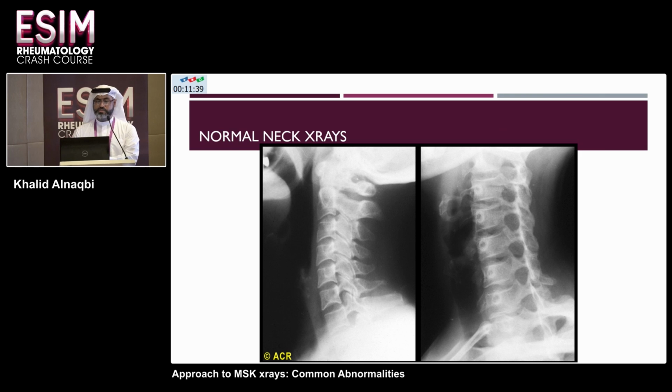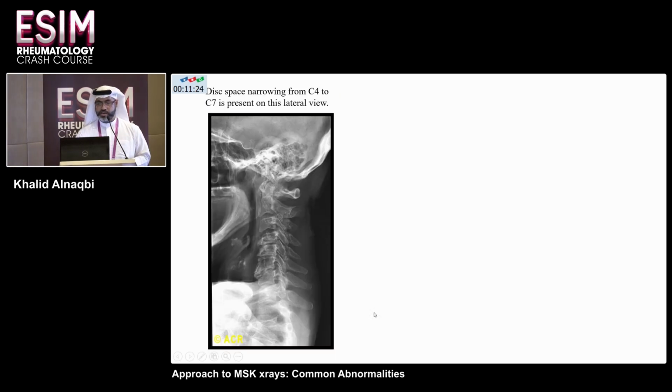Next, neck. This is normal neck X-ray. Look at the beautiful normal X-ray. You can see here a black line, which means there is a facet joint, normal facet joint or apophyseal joint. Okay, this is the same picture, another patient. Look at this now. Disc space narrowing from C4 to C6, 7 is present. Look, there's a disc space narrowing. Very bad. And also some osteophytes.